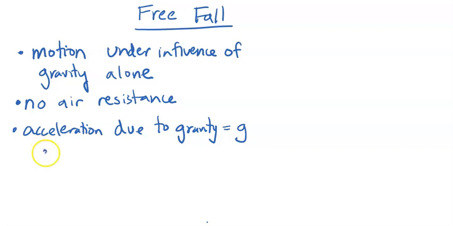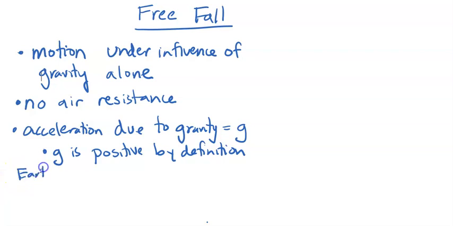By definition, g is always positive. So always positive by definition. On Earth, we'll say g is approximately 10 meters per second squared. And then on Earth, it's exactly 9.8 meters per second squared, or it'll be a couple more digits after that. I pretty much only use 10 meters per second squared in problems, just because it's easier for quick math and rounding. You can ultimately use whichever one you want, and you'll totally be correct.